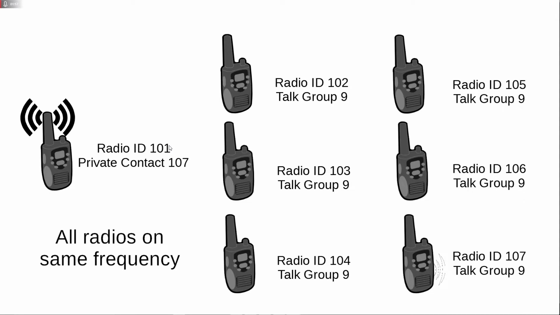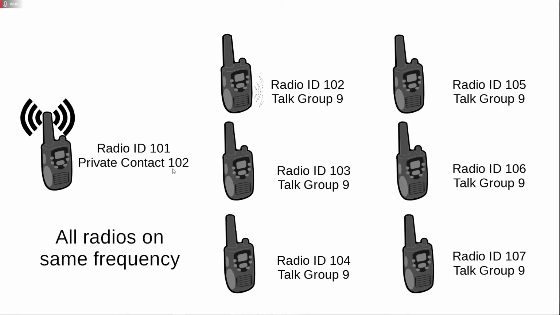DMR radios all have a radio ID. So in this slide, the radio that's going to transmit has the radio ID of 101, and the other radios are 102, 3, 4, 5, 6, and 7. If you key the mic and transmit, the other radios won't hear you unless you have the appropriate settings in the radio. In this first example, I've set a private contact of 107. So when you key the mic, none of these radios hear except for radio 107. This is using a private contact setting.